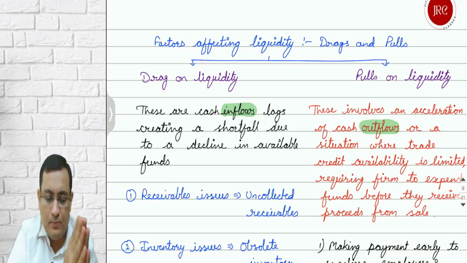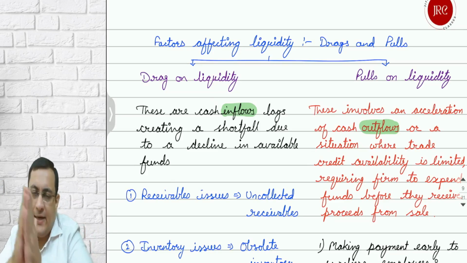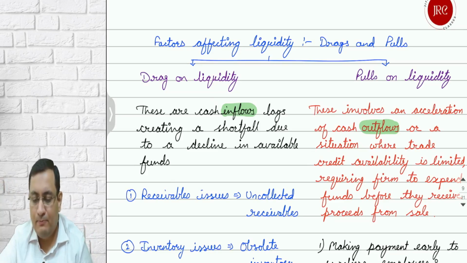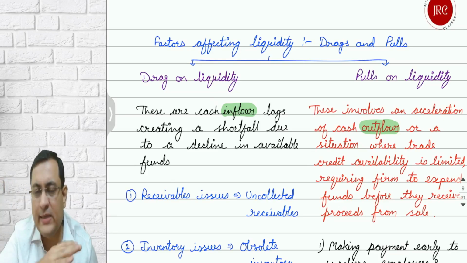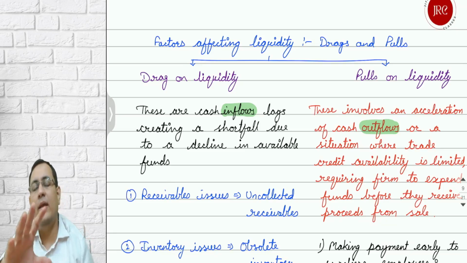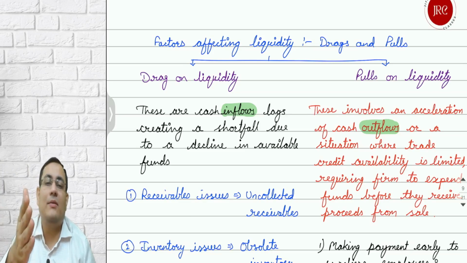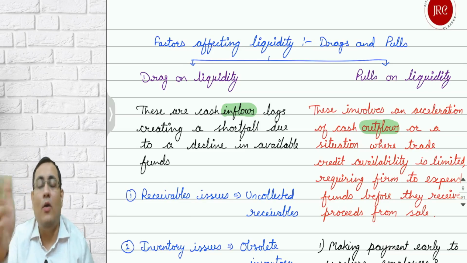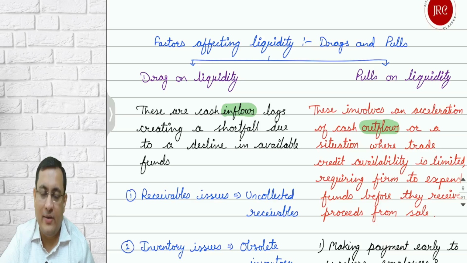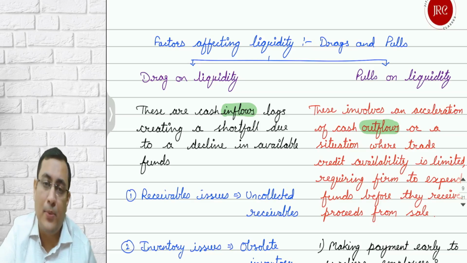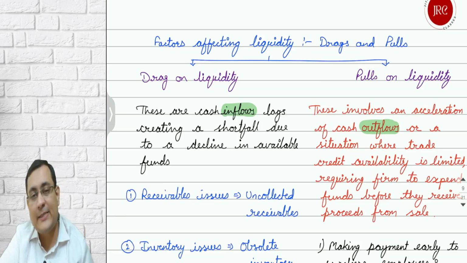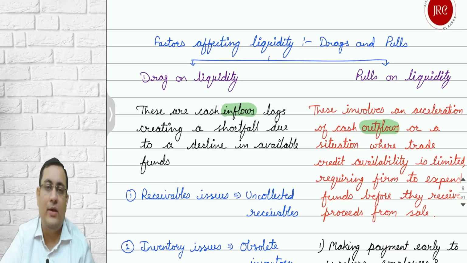The activities which are going to decrease the liquidity can be further subclassified into two parts. One is called drags on liquidity. Second is called pulls on liquidity. These are going to decrease the liquidity. So they can give certain transactions and ask whether it is a drag, a pull or increasing the liquidity. For example, giving a prompt payment discount to your customer is going to increase or decrease the liquidity?